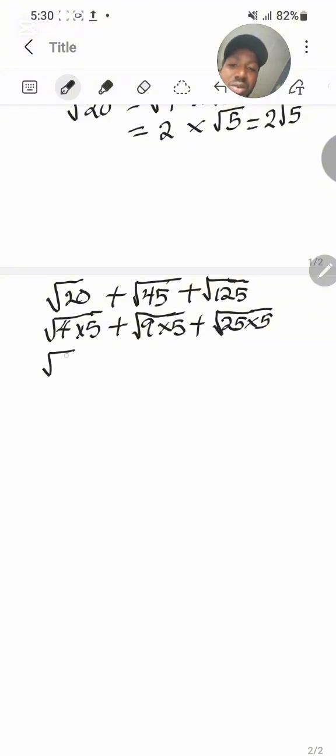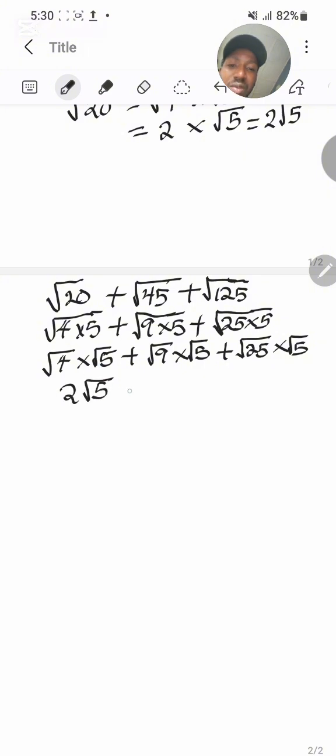So this is the same as square root of 4 times square root of 5 plus square root of 9 times square root of 5 plus square root of 25 times square root of 5. Square root of 4 is 2. That 2 multiplied by root 5 gives us 2 root 5, plus square root of 9 is 3. That 3 multiplied by root 5 is 3 root 5, plus square root of 25 is 5. 5 multiplied by root 5 is 5 root 5.